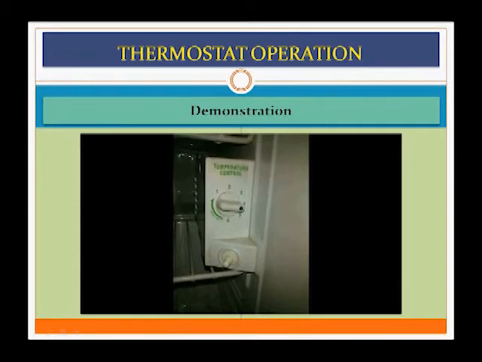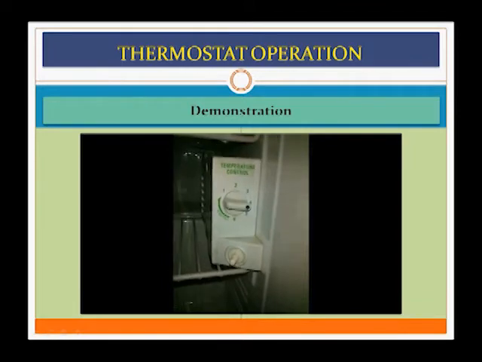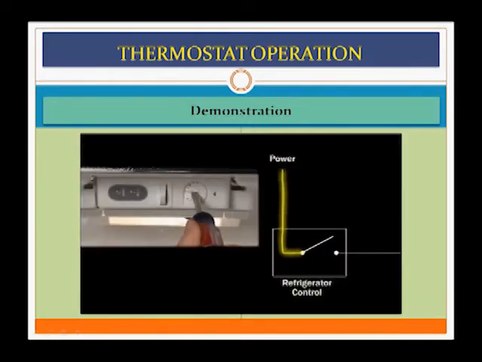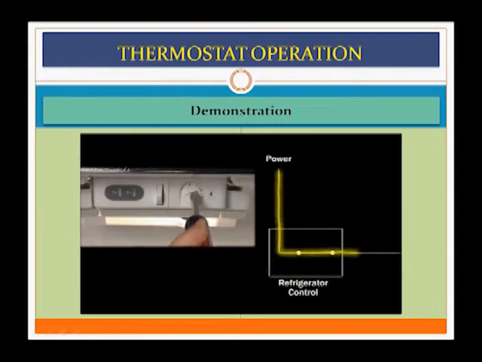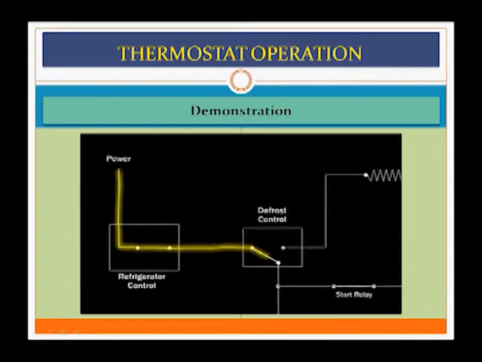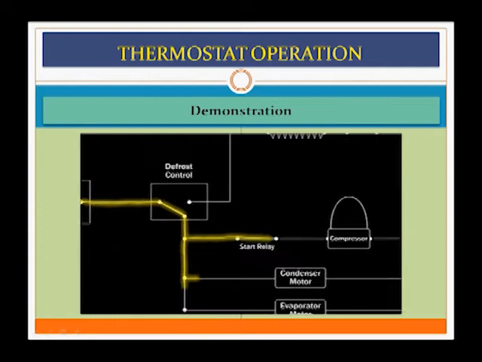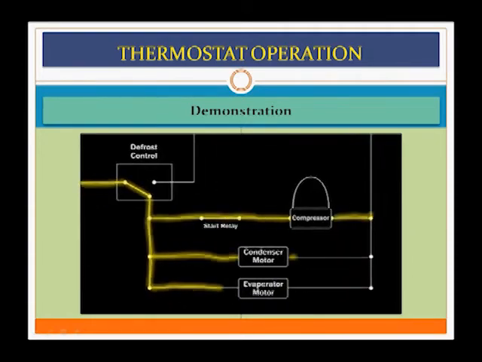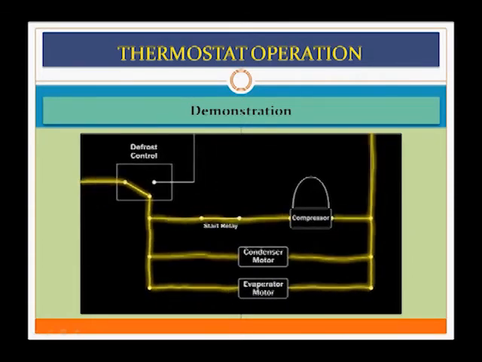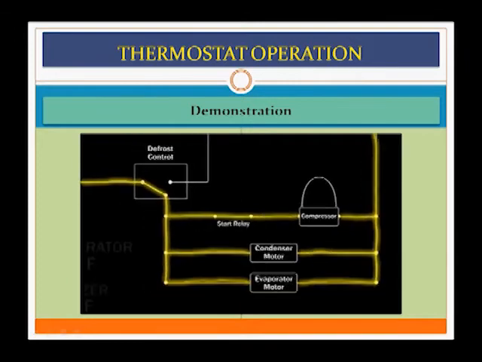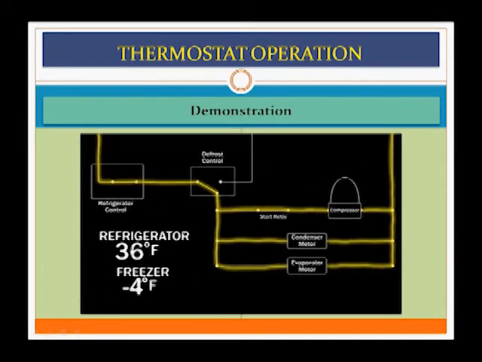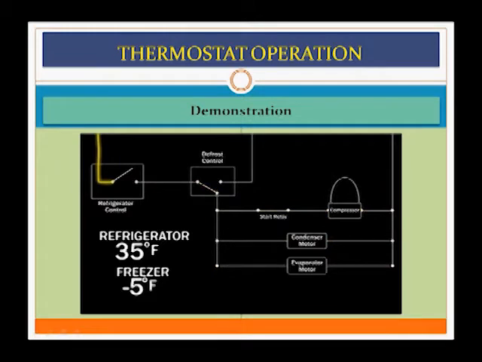To understand further, here is an animation on how a thermostat works on a refrigerator. To cool both the refrigerator and freezer, the control allows voltage to travel to the start relay and compressor, as well as to the condenser fan motor and evaporator fan motor. Once the proper temperatures are reached, the control shuts off the voltage to the cooling system. Keep in mind that it's normal for the temperatures to vary throughout this cycle.